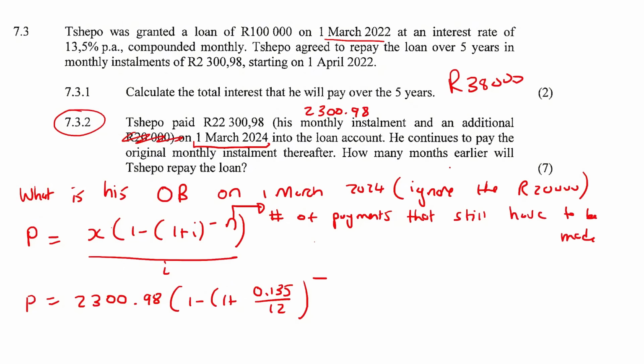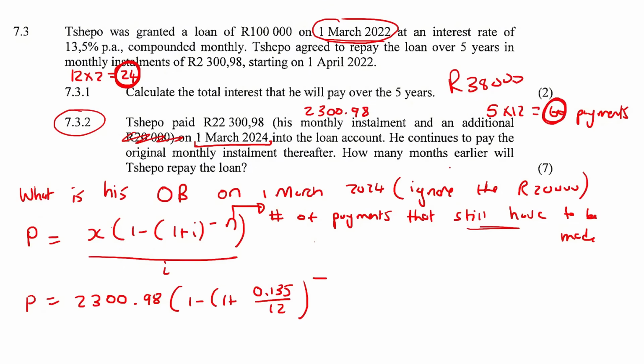So we know that in 5 years, if you're paying monthly, that would be a total of 60 payments. But we know that he opened the account on 1 March 2022, and now we are at 1 March 2024. So 2 years have gone by. So 12 times 2 is 24. So he's already done 24 payments. He is supposed to do 60. So how many payments does he still have to make? You could say 60 minus 24, which is 36.